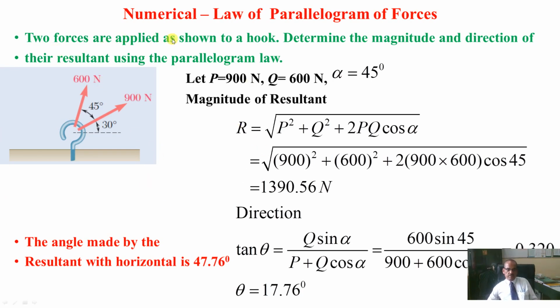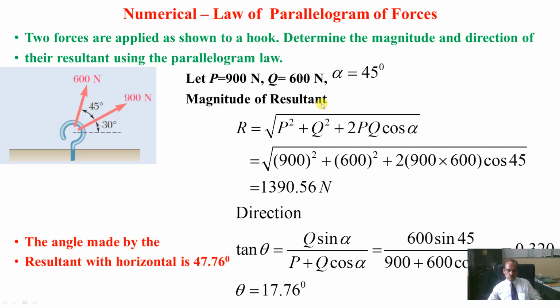Two forces are applied as shown to a hook. This is a hook, and this force of 900 Newton makes an angle of 30 degrees, and this other force is 600 Newton. The angle between these two forces is 45 degrees. Determine the magnitude and direction of the resultant using the law of parallelogram of forces. So consider P is 900 and Q is 600 Newton, and don't consider this angle; this is the angle between these two forces.